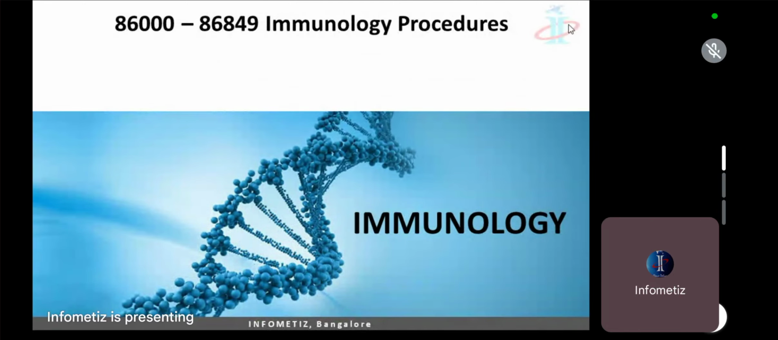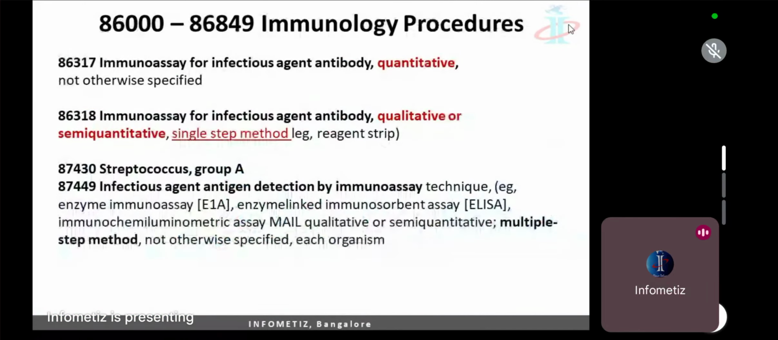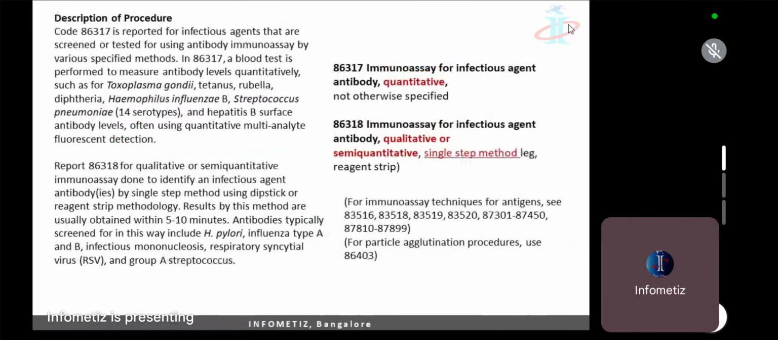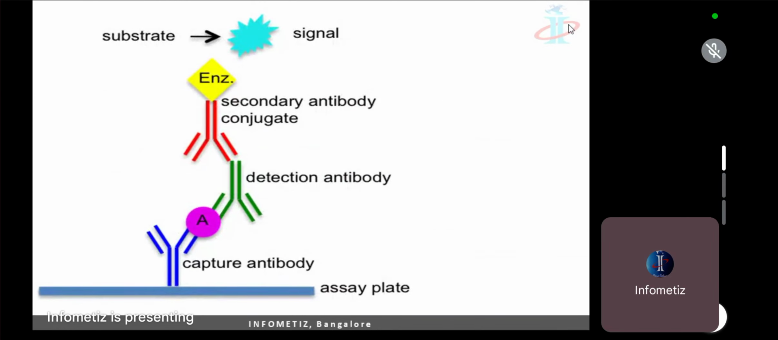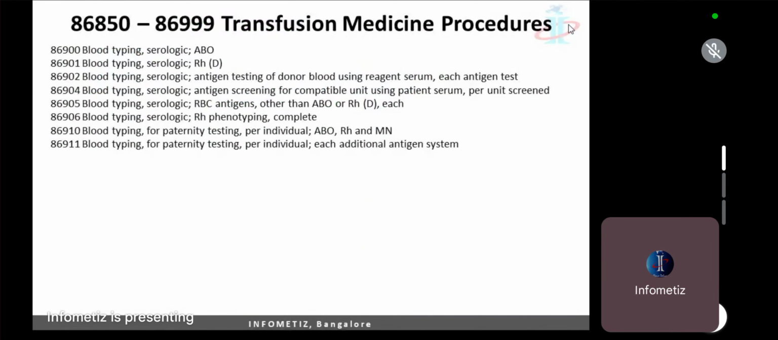86225, under immunology. What is that? DNA antibody, native or double stranded testing. DNA testing, this is also. Nothing here. Microbiology, bacteria.